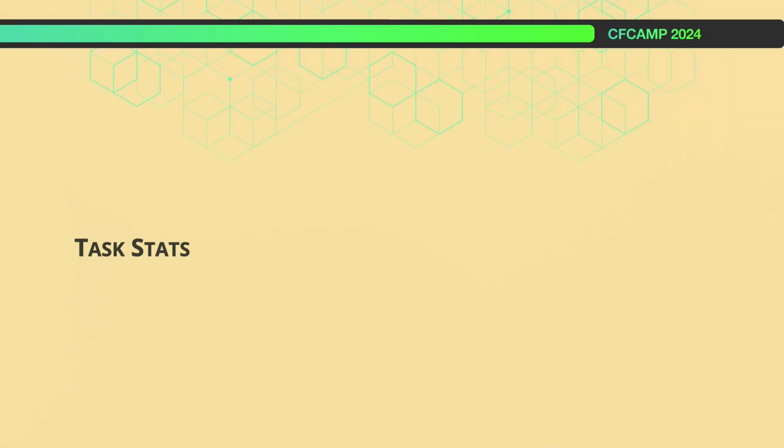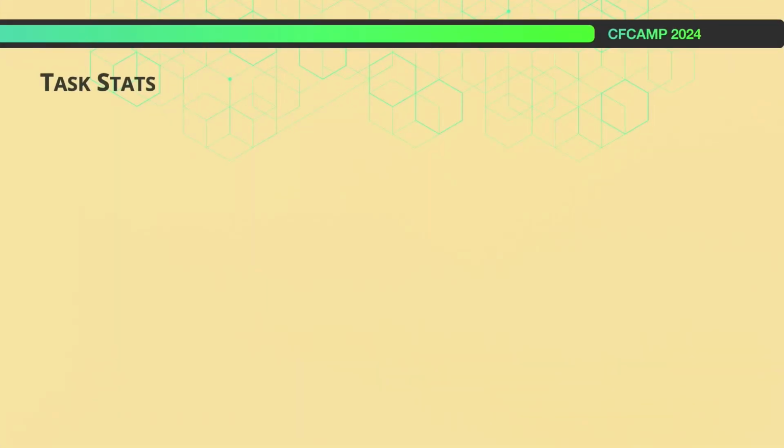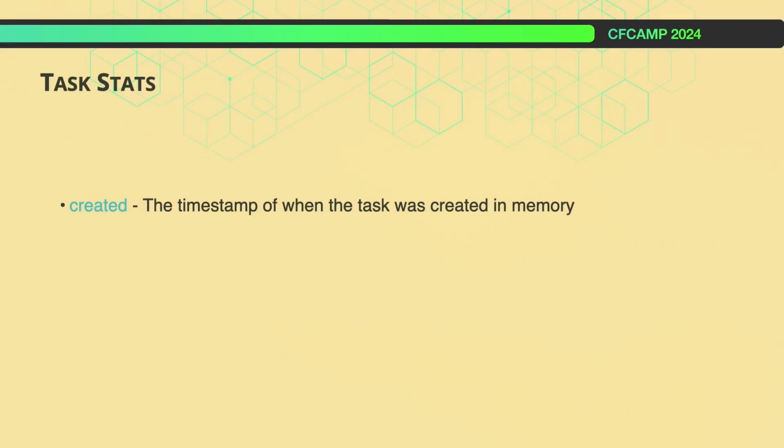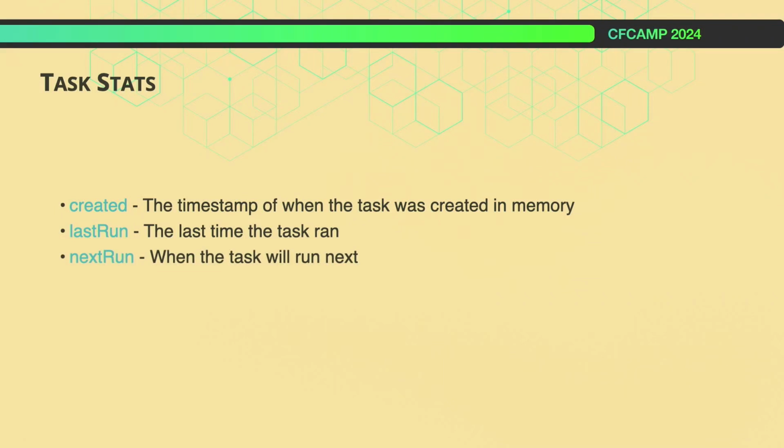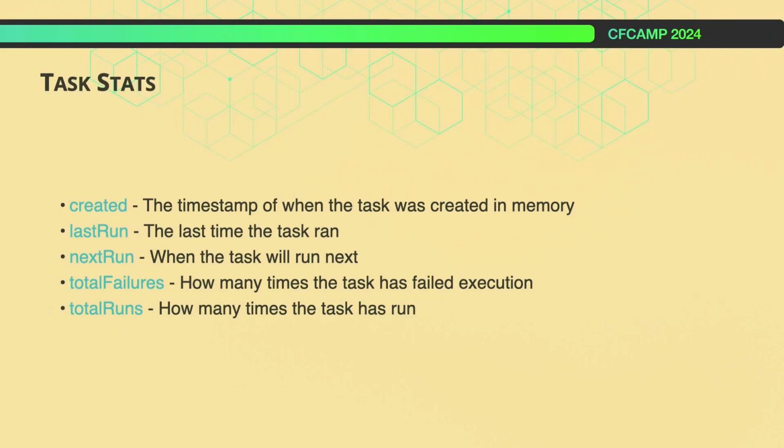Now we said, okay, great, all our tasks are working. How do I know, right? I don't want to sit there and look at a log file, right? So we introduced statistics. So you also have statistics of your schedulers. You know when things are created, so the timestamp of when the task was created in memory. The last run, so you know exactly when that task actually executed. The next run was also important. We tell you exactly when that task is going to run again. The total failures, how many times this task has failed execution, how many runs it has had, how many times it succeeded, and then we can start building ratios for your tasks.